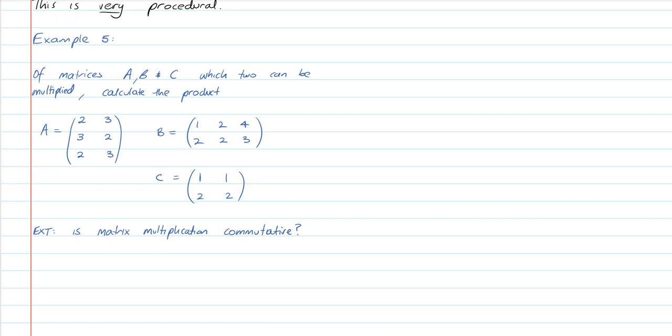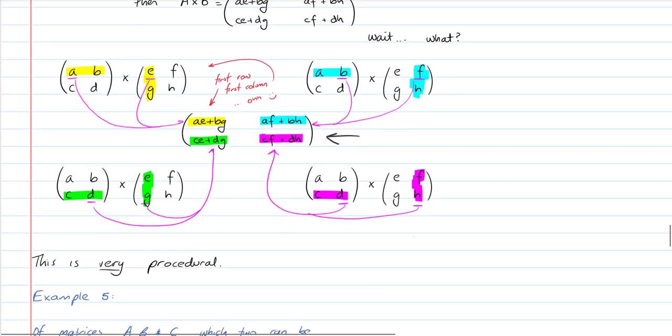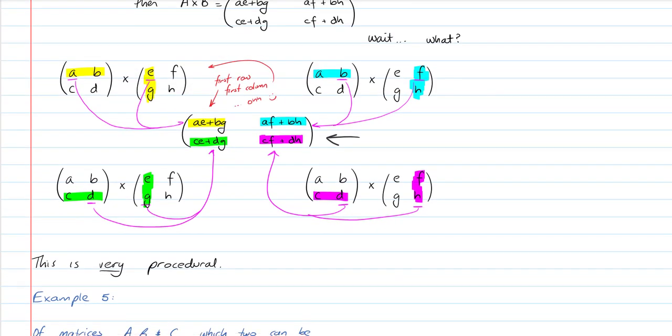Of matrices A, B and C, which two can be multiplied? And let's calculate this product. What we need to keep in mind here is that when we multiply row 1 by column 1, we need to have the same number of cells in row 1 as we have cells in column 1, because we do A times E and B times G.